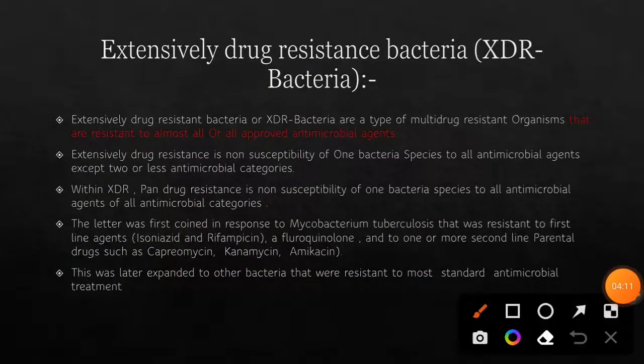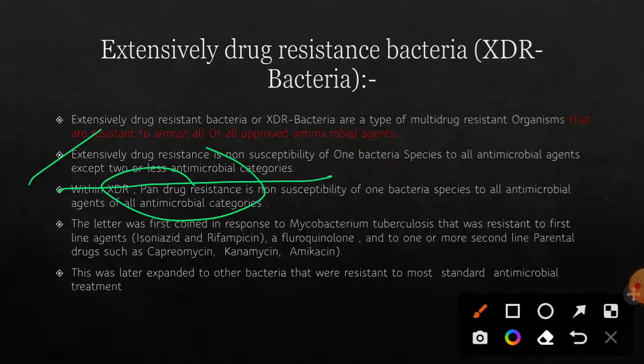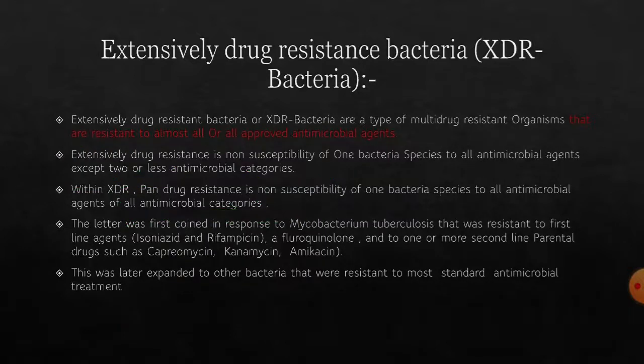So extensively drug resistance is non-susceptibility of one bacterial species to almost all antimicrobial agents except two or less antimicrobial categories. Similarly, PDR is the non-susceptibility of one bacterial species to all antimicrobial agents of all antimicrobial categories. So I think you can understand the basic difference between extensively drug resistant bacteria and PDR bacteria.